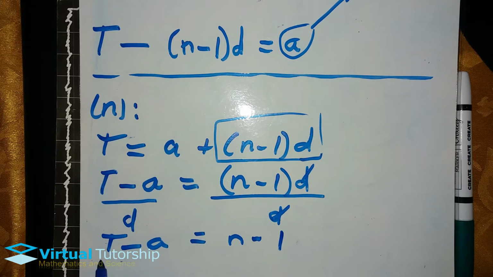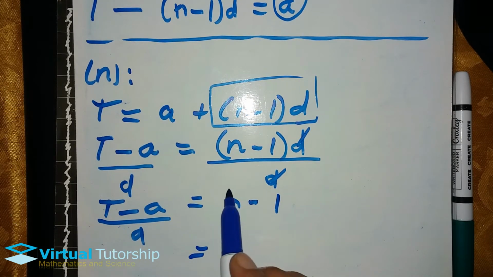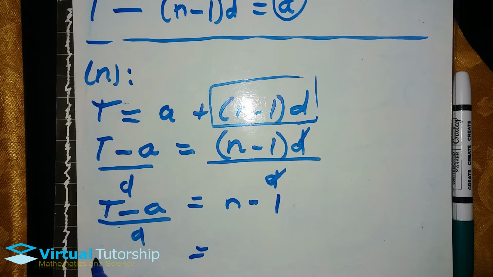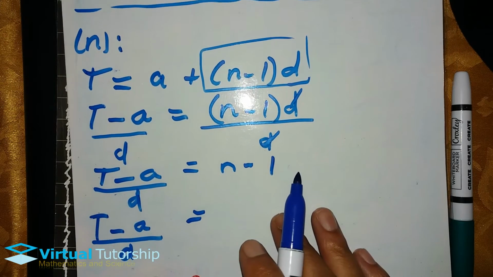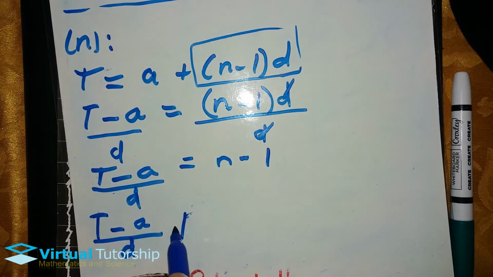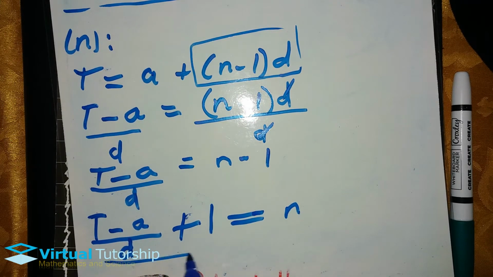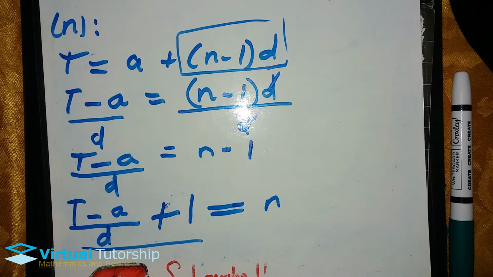On the left hand side I have t minus a over d. Aha, so look, I want to remain with n, but I have n minus 1. So this minus 1 I will transpose, it arrives on the other side as a positive 1, equal to n. So n is equal to this thing. Okay, I've run out of residence here. Let me rub.